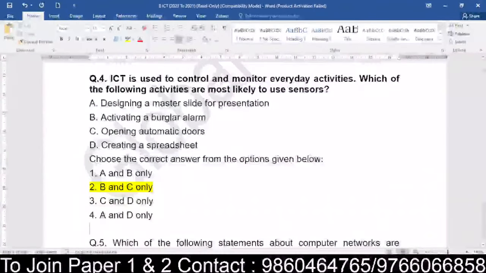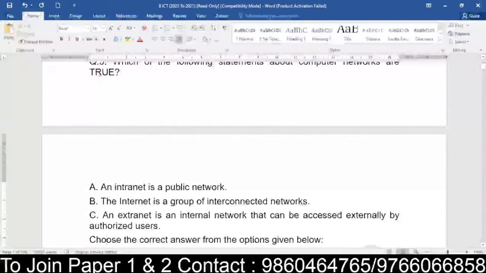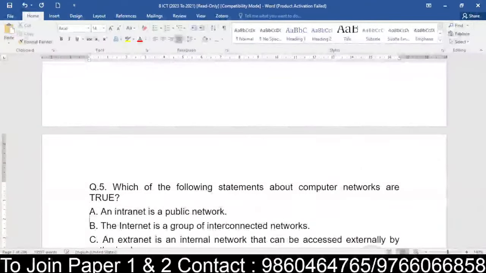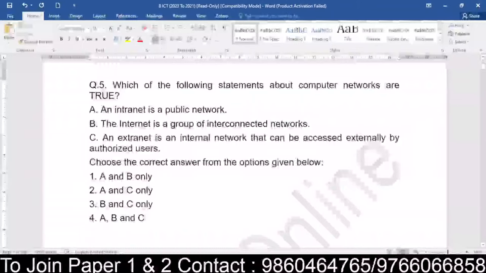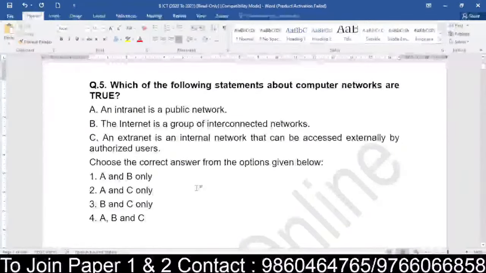Okay. Now we have question number 5 on the screen. What is question number 5 talking about? They are talking about the statements. You need to identify the statements with respect to computer networks which are true. You need to highlight or underline the statements which are true. An intranet is a public network. The internet is a group of interconnected networks. An extranet is an internal network that can be accessed externally by authorized users. You need to identify which statements are true with respect to computer networks.